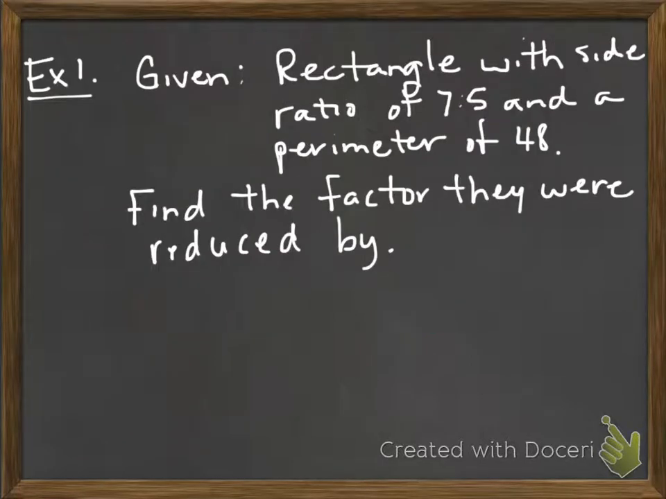All right, let's move on to our first example type problem. It says we're given a rectangle with a side ratio of 7 to 5 and a perimeter of 48. It says find the factor which they were reduced by. So these were initially reduced.